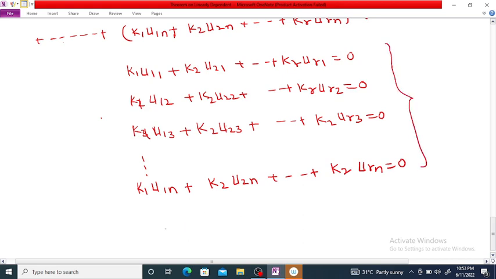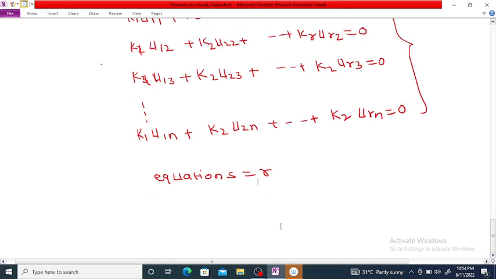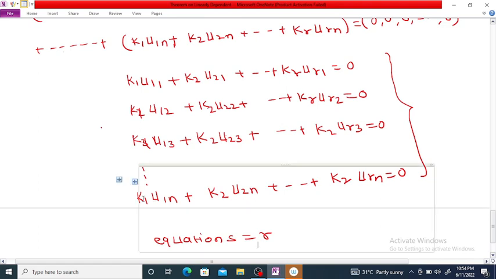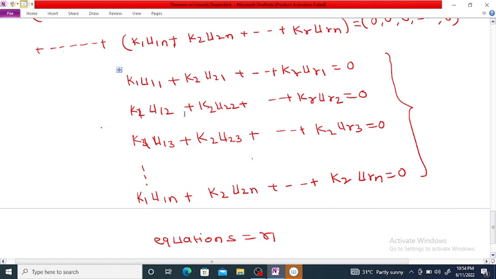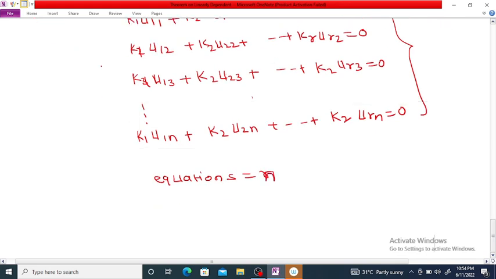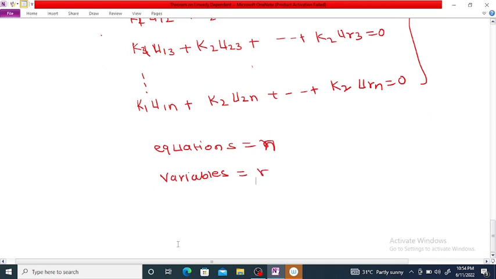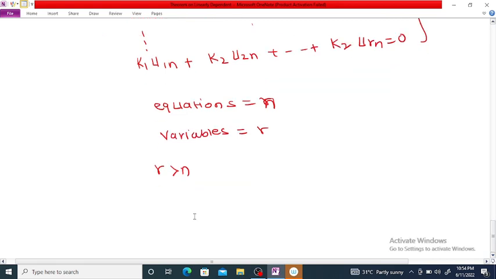Now how many equations are here? The number of equations is n. You can check, these are the n equations, and how many variables are here? k1, k2, kr are the variables, so the variables are r. And what is given here? r is greater than n. That means the number of variables is greater than the number of equations.